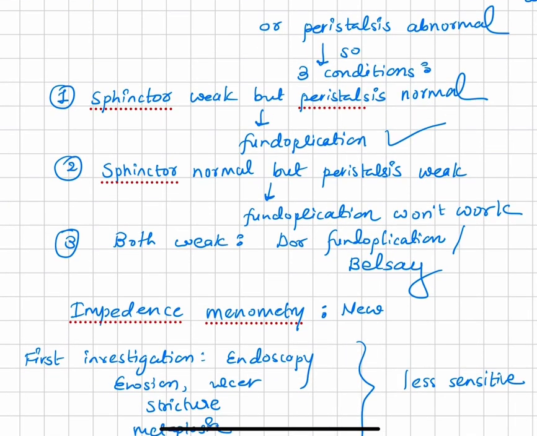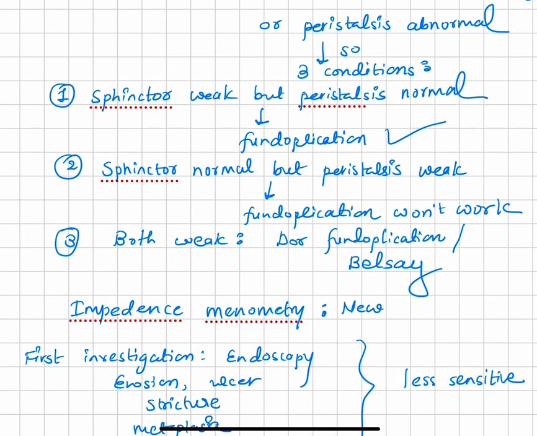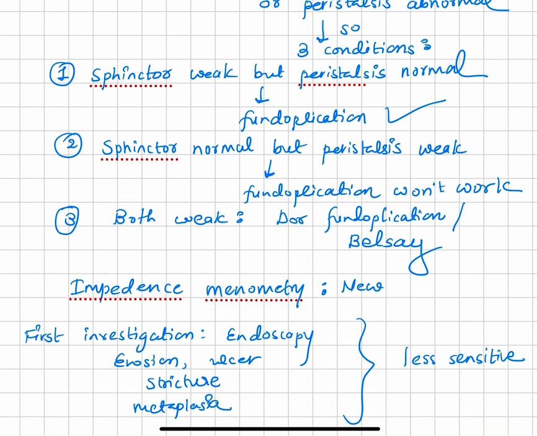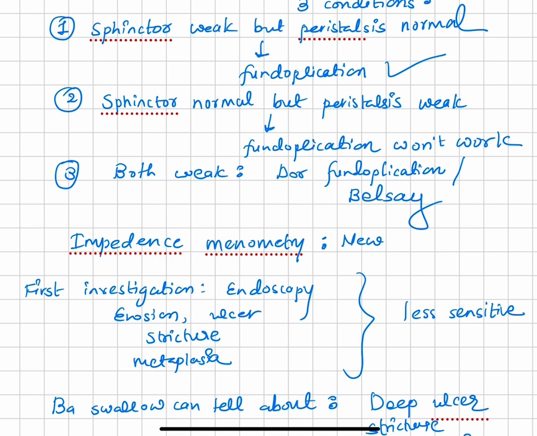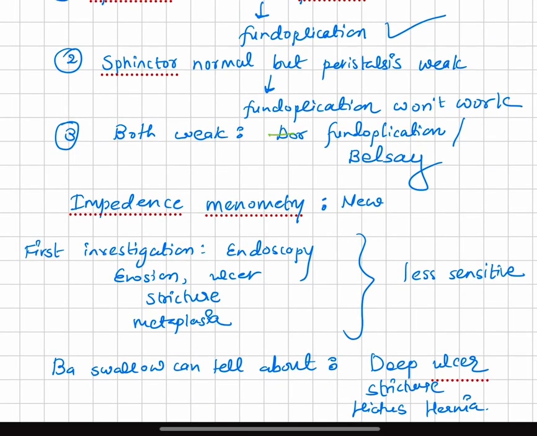So we have three conditions. First, the sphincter is weak but peristalsis is normal, then we can do fundoplication. Second, the sphincter is normal but peristalsis is weak, then we can't do fundoplication. If both are weak, then fundoplication will be done. Here it will be Dor and Belsey, that is partial fundoplication.